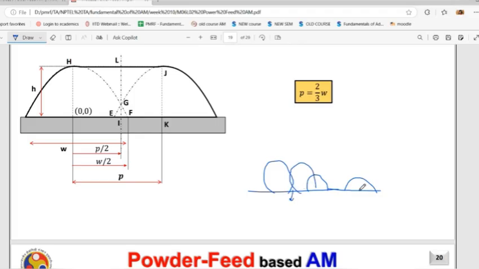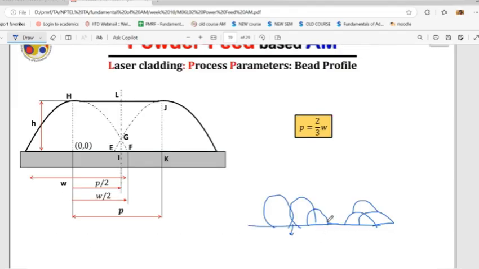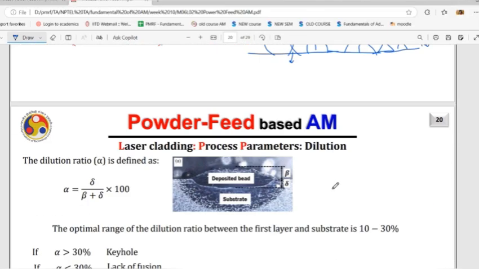The bead should be parabolic, and then you print the next bead like this and the next layer like this, so that you don't get any porosity in any junction. So that's why the overlap percentage and the layer thickness are very important in this process. When we optimize the parameters, we first print one single layer with these overlapping beads, and then we measure the height of this bead, and then we fix the layer thickness depending upon the thickness of this first layer.